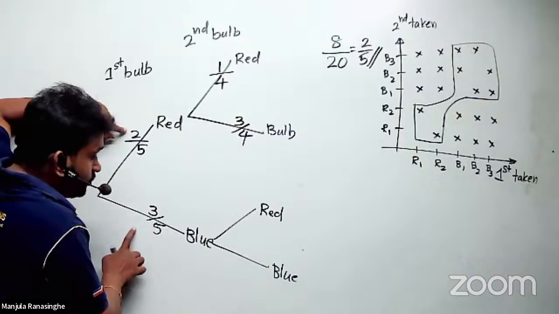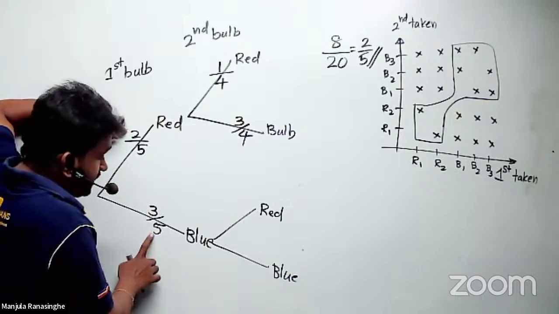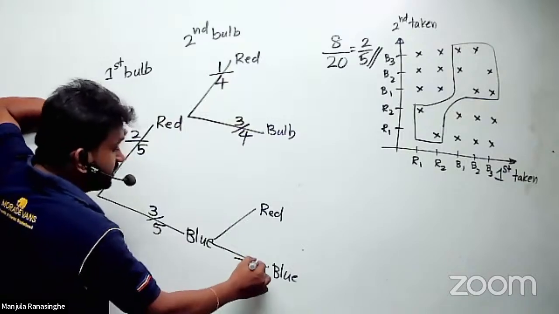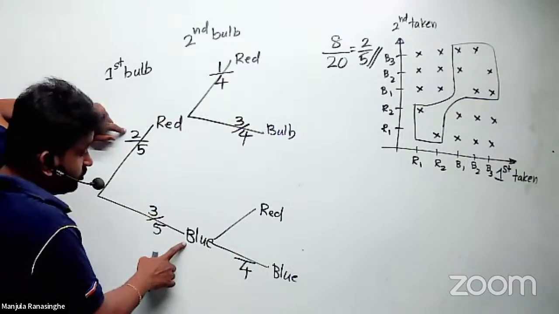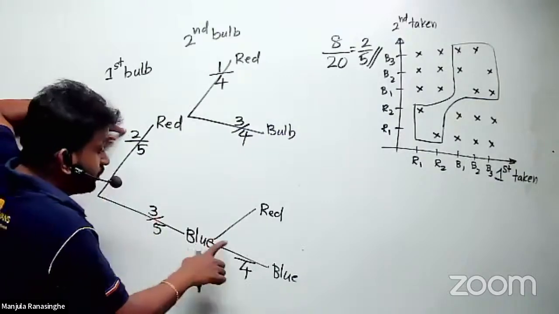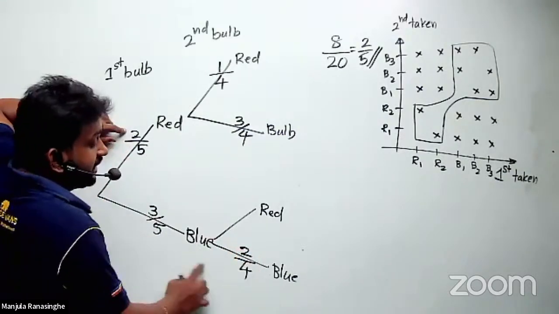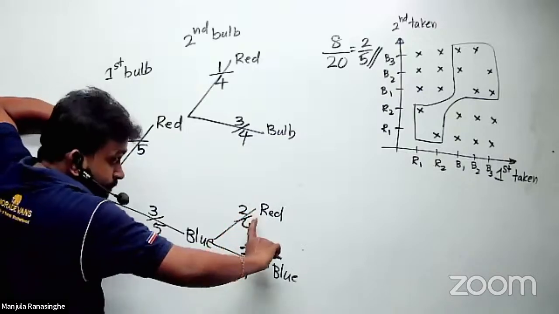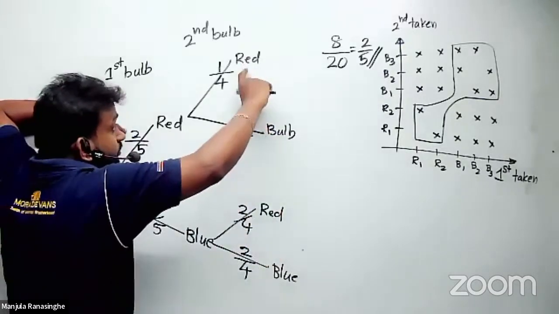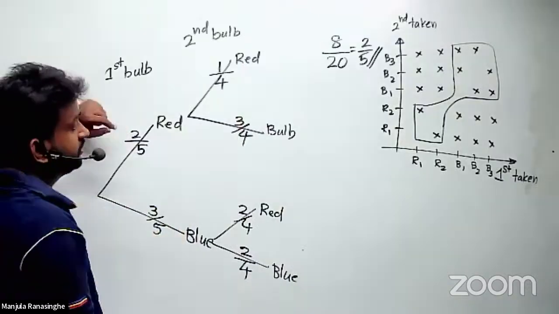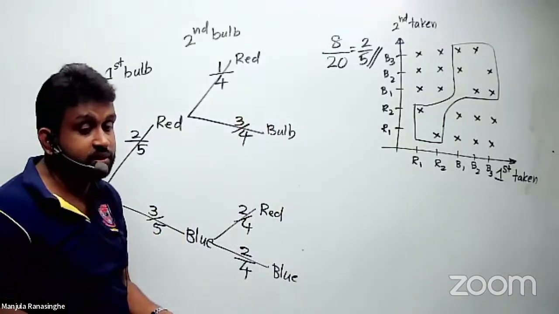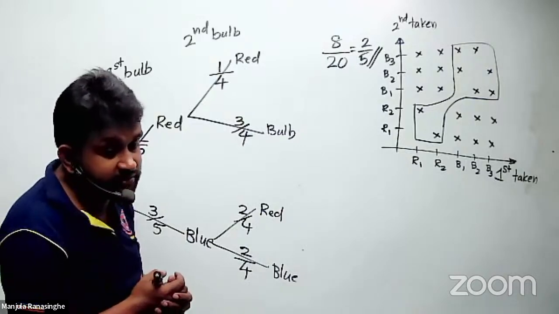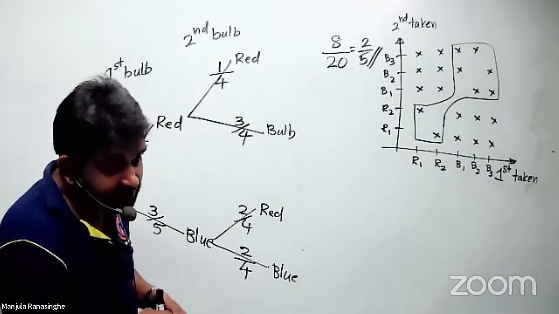Then the blue bulbs. Here there are 3 blue bulbs. If 1 blue is taken out, then blue becomes 2. So 2 upon 4 and the balance 2 upon 4. Here the sum is 1, and here the sum is 1. That is the tree diagram. Complete the tree diagram. The probability of lighting a red bulb is 7, 8.